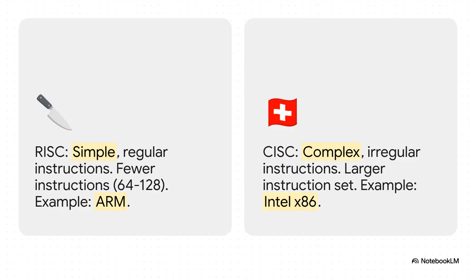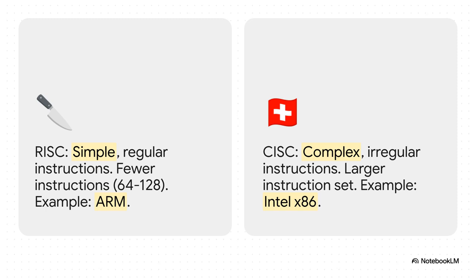Okay, on one side, you have what's called RISC. Think of it like a chef's set of really good kitchen knives. You've got one for chopping, one for slicing, one for paring. Each tool does one simple thing perfectly. On the other side, you have CISC. That's more like a Swiss Army knife. One tool that has a corkscrew, a screwdriver, a little pair of scissors, all packed into one complex gadget.